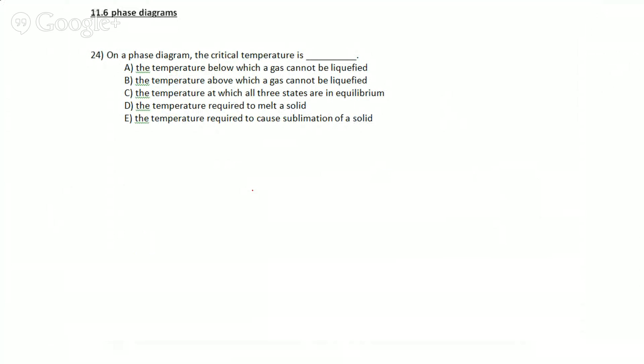Mr. Donahue here with some 11.6 phase diagram problems. All right, let's start with 24. On a phase diagram, the critical temperature is blank.